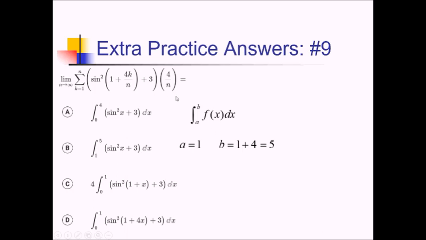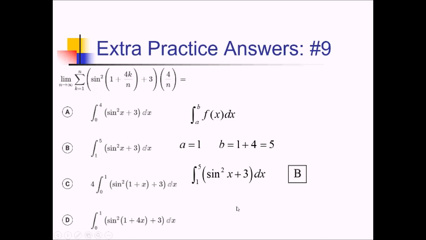So let's see here. 1 plus 4k over n, this whole thing, whatever's happening to this thing serves as x in the integral. So it looks like it's being sine-d, squared, and added to 3. So we should have the integral from 1 to 5 of sine squared of x plus 3. And we have a dx there for the delta x. The 4 over n becomes a dx here. And that is looking like it's going to be which answer choice? That looks like answer choice B.